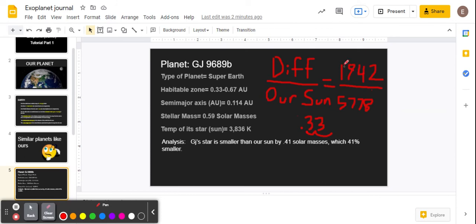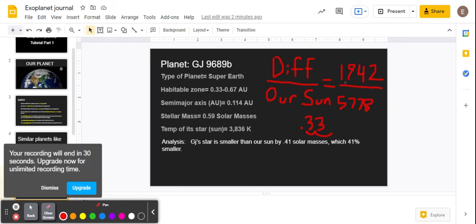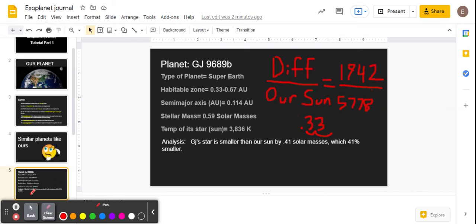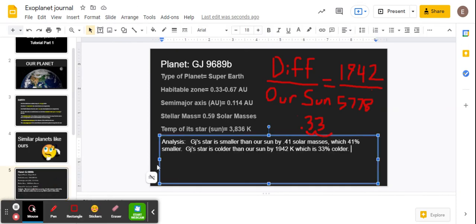Also, always check yourself with common sense. If you round that to 2,000, round that to 6,000, 2,000 over 6,000 would reduce to 2 over 6. That would reduce to 1 over 3, which is about 33%. So you would ultimately say that GJ's star is colder than our sun by 1942 degrees Kelvin, which is 33% colder. And that's the end of step 1.